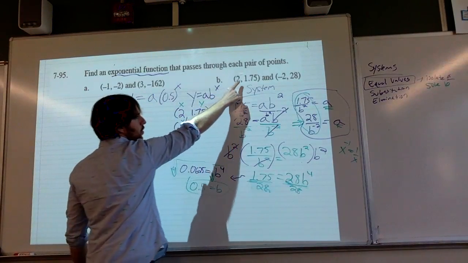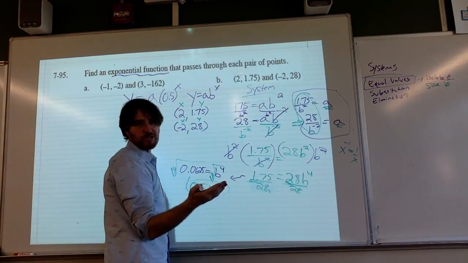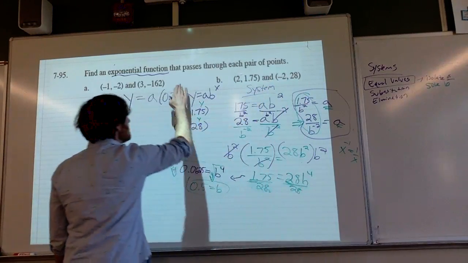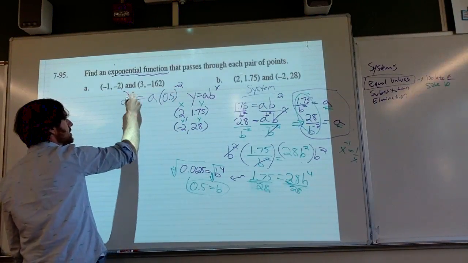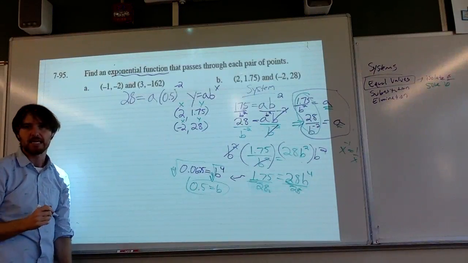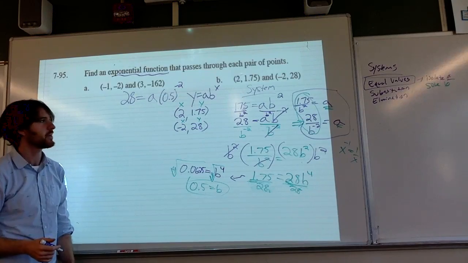Well, I have an x coordinate here and a y coordinate here. Why don't I use these ones? Because these ones are integers: -2 and 28. X here is -2, y here is 28. Check it out. I can use x, y, and b. Those are 3 of the 4 letters in the general form of an exponential function.